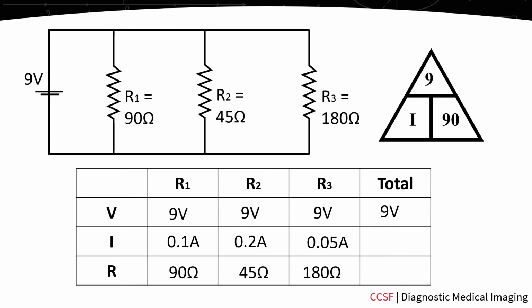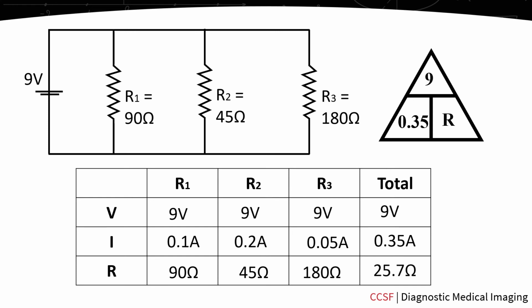Using the equation that we learned earlier, total current is the sum of all currents, so we need to add 0.1, 0.2, and 0.05 to get the total current, which is 0.35 amps. Now we know the total voltage and the total current. All we need is to use Ohm's triangle to get resistance total. We plug our values into Ohm's law triangle, 9 divided by 0.35, and we get a total resistance of 25.7 ohms.